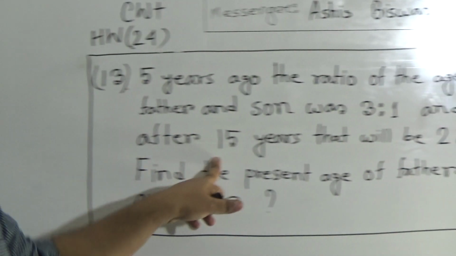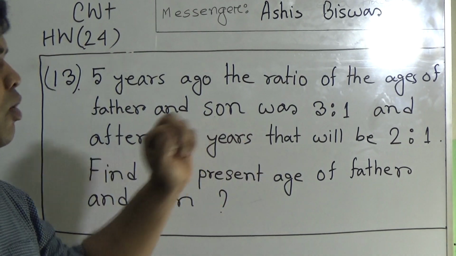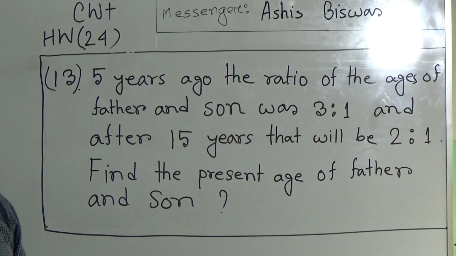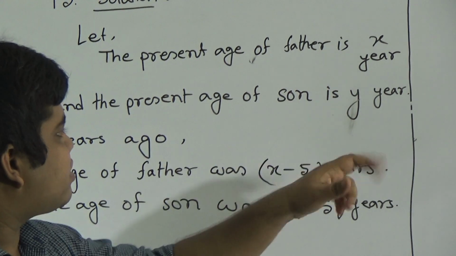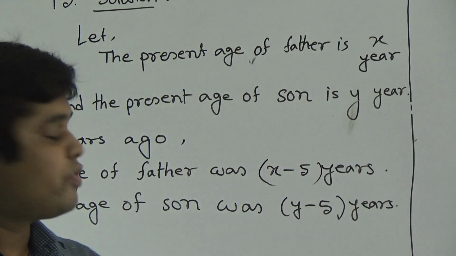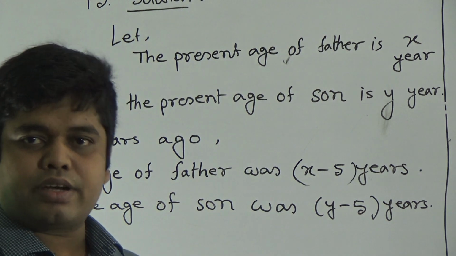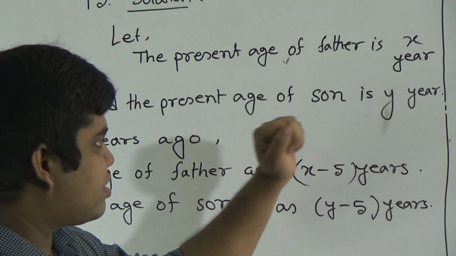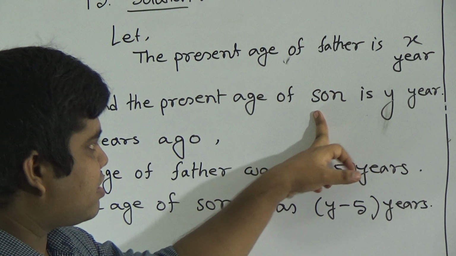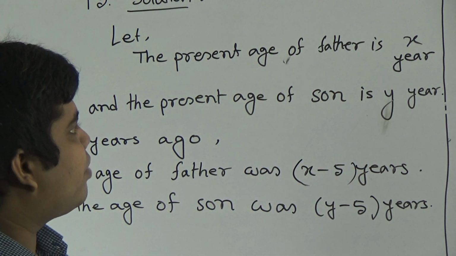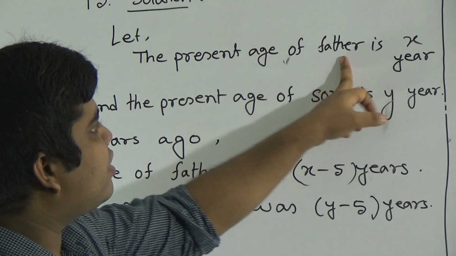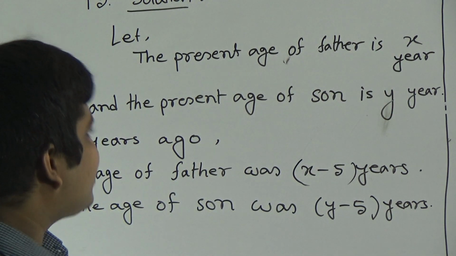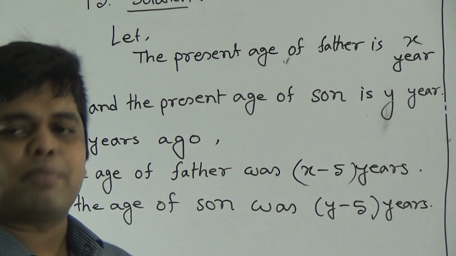Notice, after 15 years, what will be the age of father and what will be the age of son? Notice the present age of father is x, present age of son is y. So after 15 years, father's age will be increased by 15, and after 15 years the age of son will be increased by 15. So after 15 years the age of father will be x plus 15, and after 15 years the age of son will be y plus 15 years.